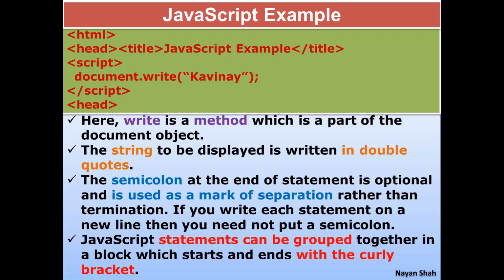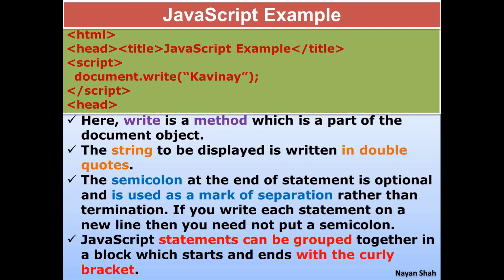Here write is a method. Everything in any programming language, not only in JavaScript, but any programming language, anything followed by brackets is called a method or function. A string is something which is written within double inverted commas. Again, this is true for every programming language.